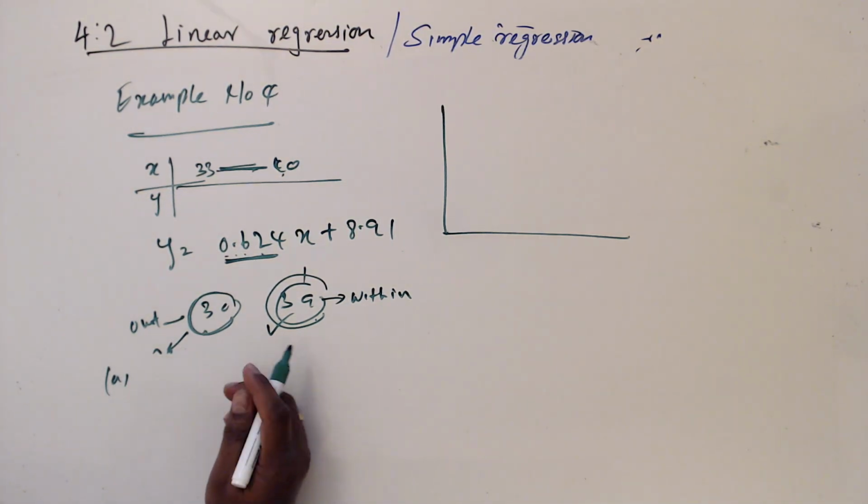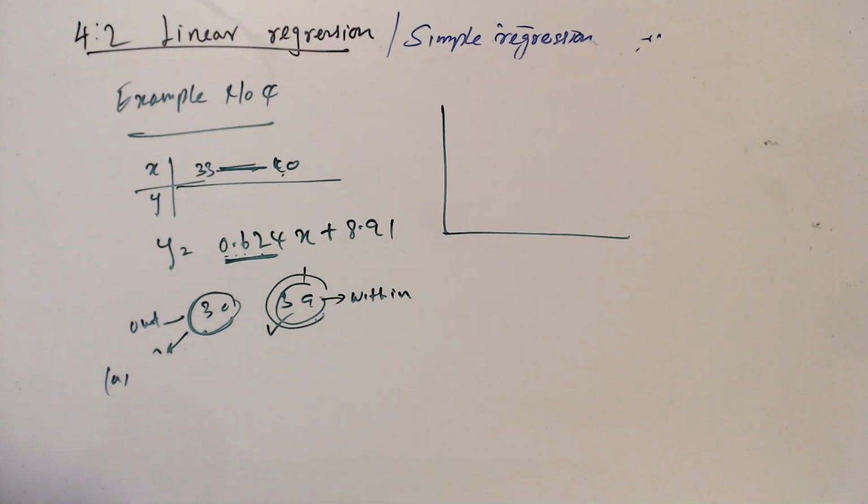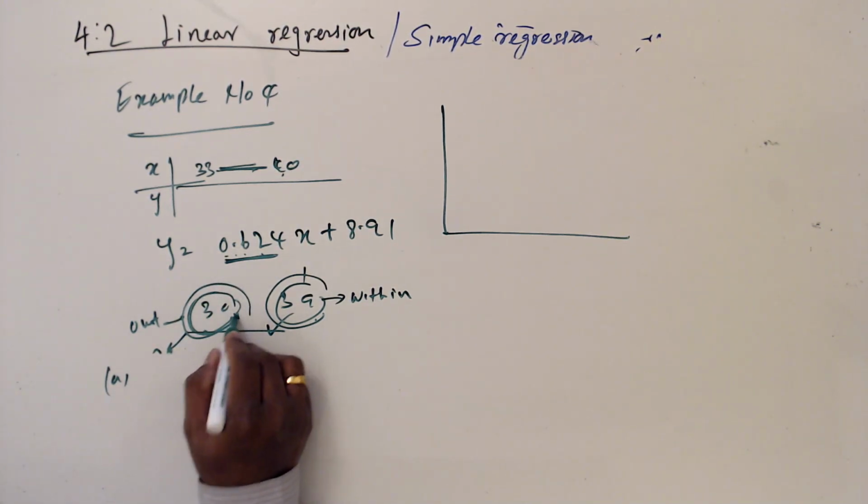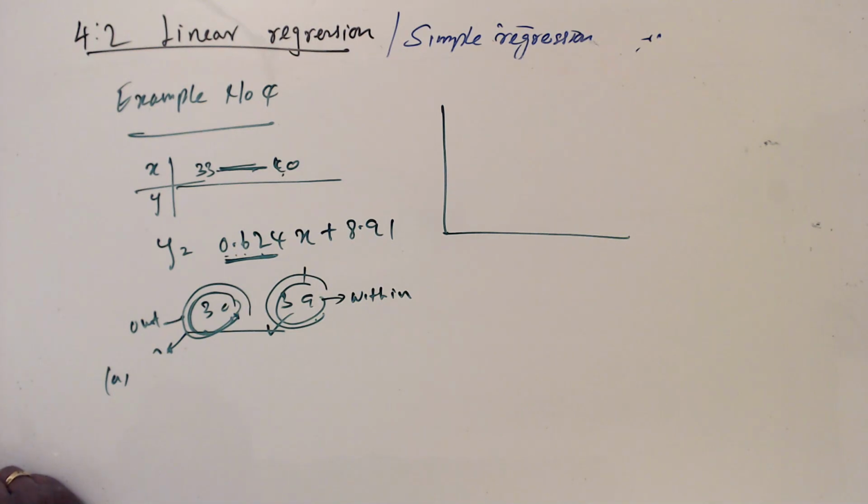Question A, the answer you can see is that the prediction for 39 weeks is within the range of the data, so it's more likely to be accurate. 30 is out of range, so it is not as reliable. And part B, explain why the regression equation given above is not suitable for this estimate.